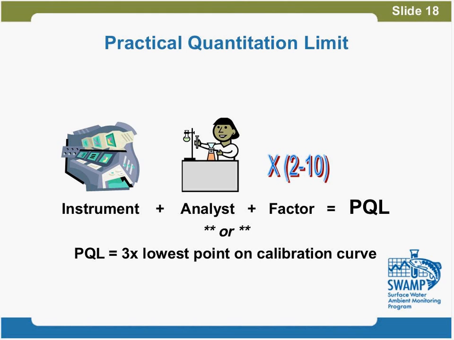Or another way to define the practical quantitation limit, and I love this definition, is 3 times the lowest point on your calibration curve. And it's simple to understand. When you run an instrument, you run a calibration curve, and that lowest point that's run through is multiplied by a factor of 3. So that would be equivalent to your minimum level. Your minimum level will be multiplied by a factor of 3, and that is your practical quantitation limit.